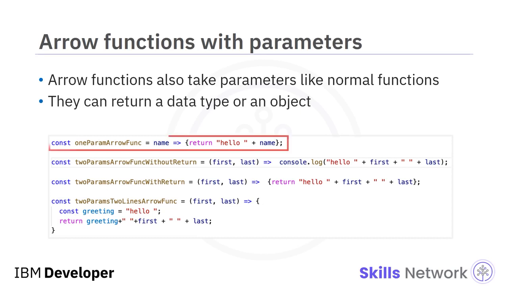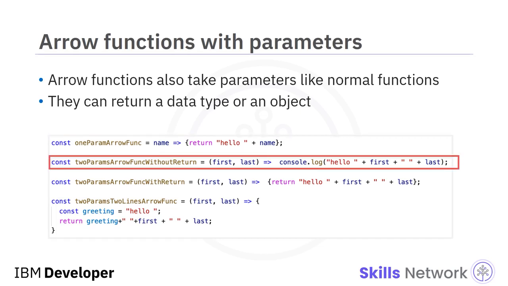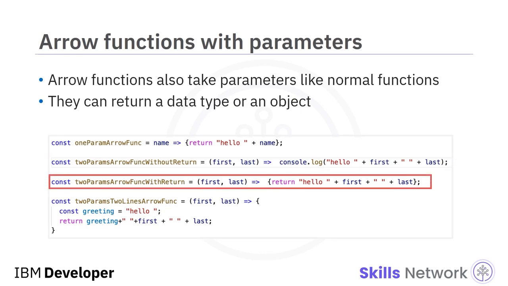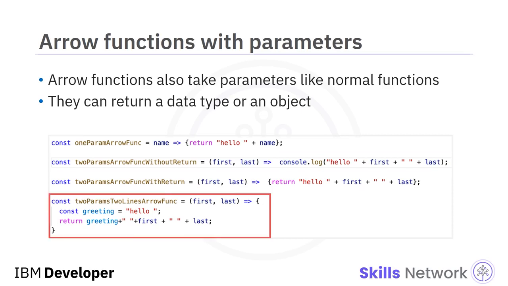Here you can see a function that takes one parameter. The function brackets are not mandatory. There is only one line of code, but because the code returns a value, it must be in curly brackets. This is a function that takes two parameters. The function brackets must be put around the parameters list. This function also has just one line of code and returns nothing, so it does not need curly brackets. This is a function that takes two parameters and returns one value, and this is a function that takes two parameters and has two lines of code.